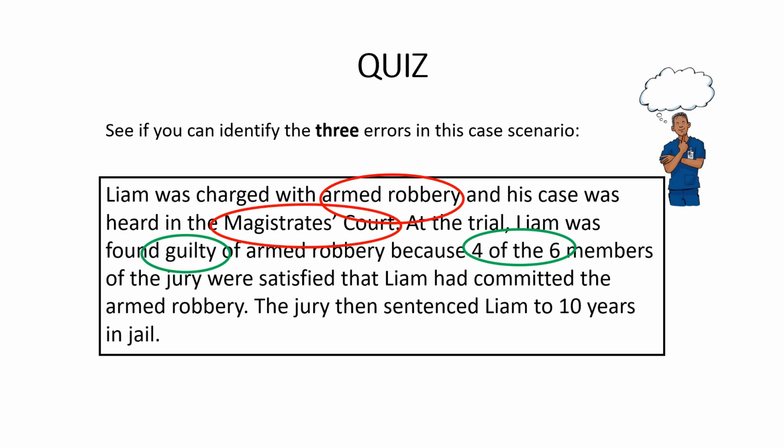And here's the third and final error. The jury sentenced Liam to 10 years in jail. It is not the role of the jury to sentence an accused who is found guilty to a punishment. That is the role of the judge. Hopefully, you've picked up all of these errors.